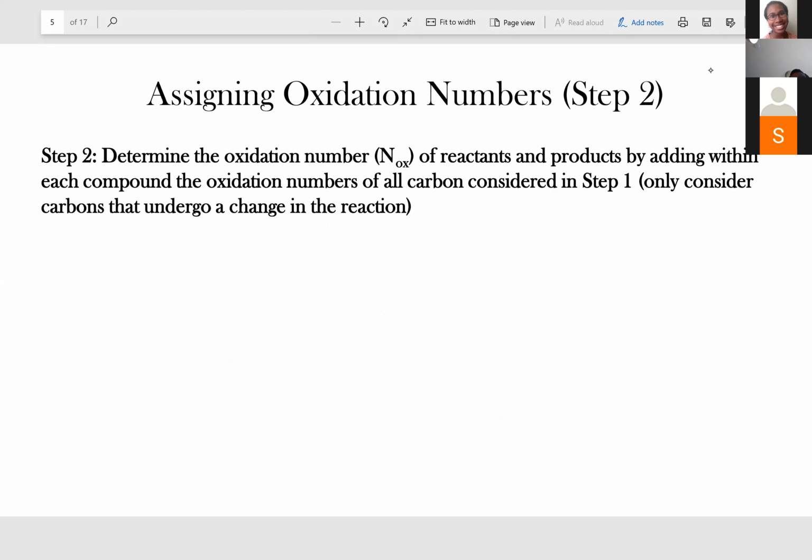So then the second step, if you have some kind of reaction and you're trying to determine how much oxidation or how much reduction happened from your reactant to your product, you're going to start looking at the oxidation numbers of the reactants and products, and you're going to add within each compound the oxidation numbers of all the carbons that we focused on in step 1. And you're only going to consider the carbons that undergo a change in the reaction. And if that's confusing right now, we'll do a practice problem in about 2 slides to address that.